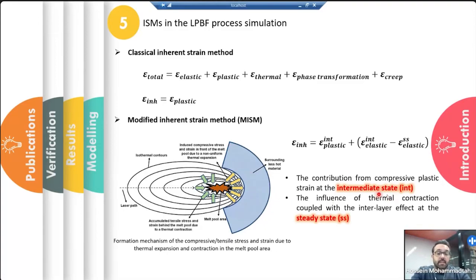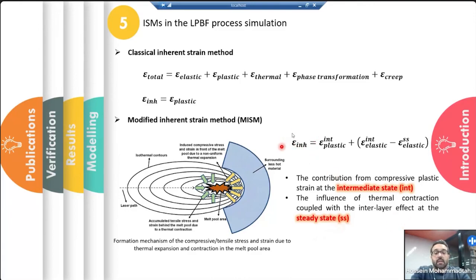So the intermediate state can be interpreted as the time step when the compressive stress and strain reach the maximum value, and material properties like the elastic modulus and yield strength significantly decrease. And the steady state refers to the time step when the whole part is cooled down to the ambient temperature.